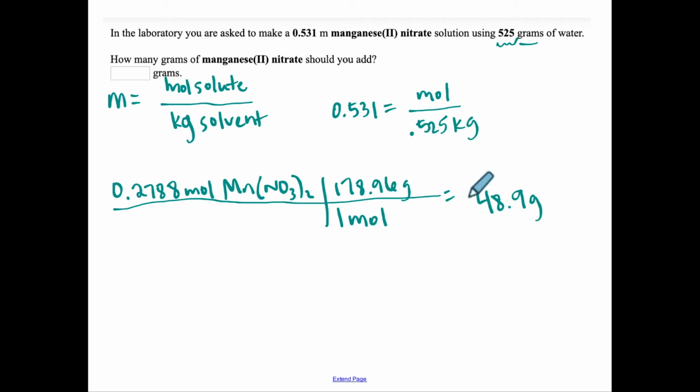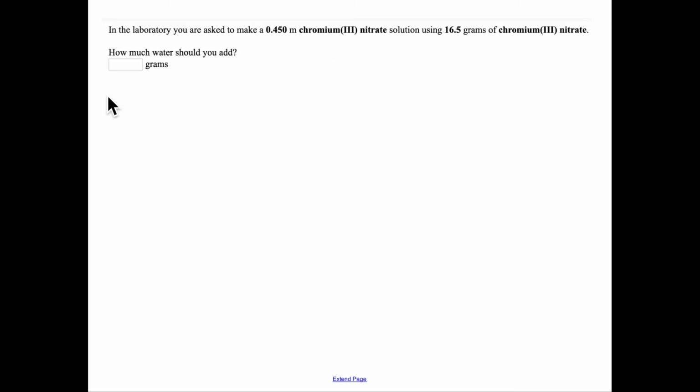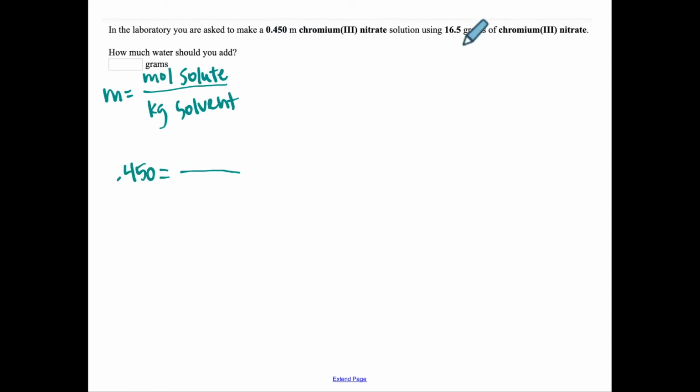48.9 grams. In this problem, we are also going to use the molality equation. Molality equals moles of solute over the kilograms of the solvent. We are going to be solving for this bottom part here, only it's asking for grams, so we'll have to convert. To start out with, it does give us the molality. It doesn't give us moles of solute, but it gives us grams.